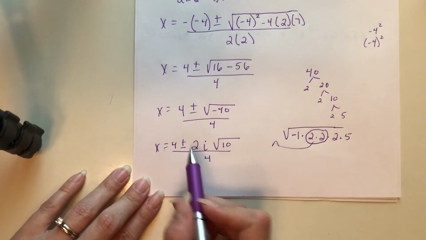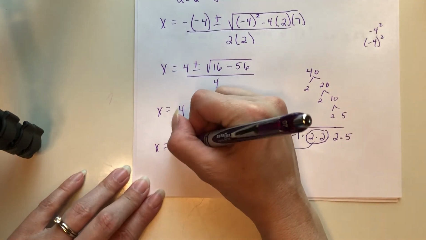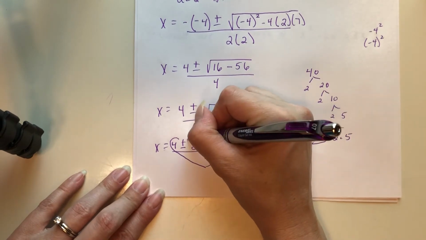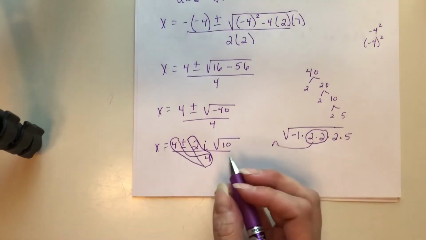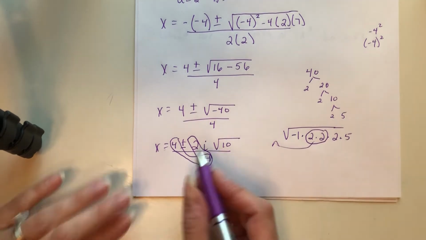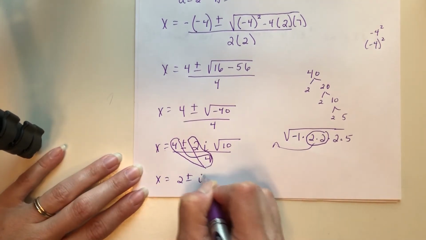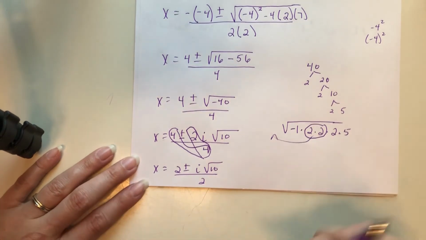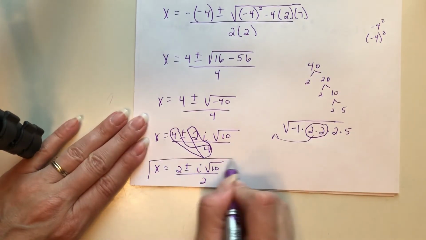Almost done. This can be simplified. The 4 here and the 2 here, all that needs to be simplified right there. So these numbers all have a common factor of 2, so we can break this down as x equals 2 plus or minus i square root 10 all over 2. Okay, and that's our answer. 2 plus or minus i square root 10 all over 2.